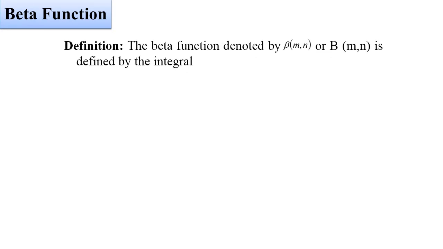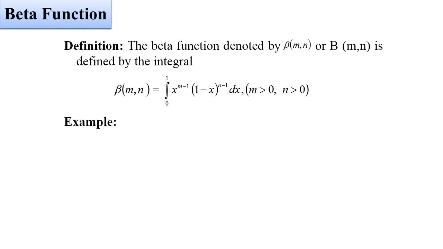Now we talk about the beta function. The beta function is denoted by beta(m,n), or sometimes we write B(m,n), and it is defined in the form of an integral. Beta(m,n) is equal to the integral from 0 to 1 of x to the power m minus 1, times 1 minus x to the power n minus 1, dx, where m and n are both numbers greater than 0.